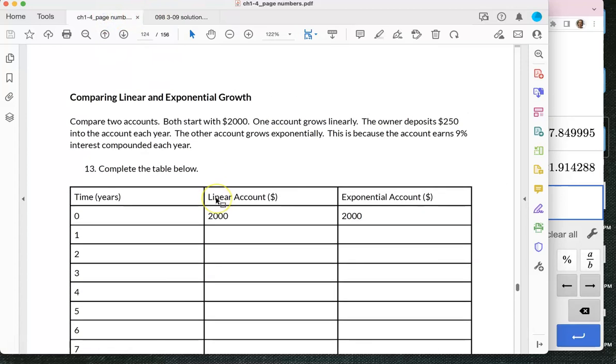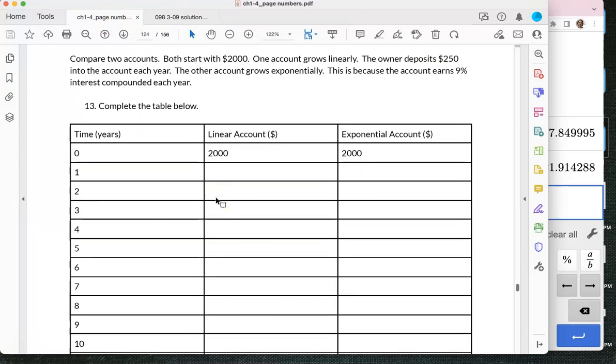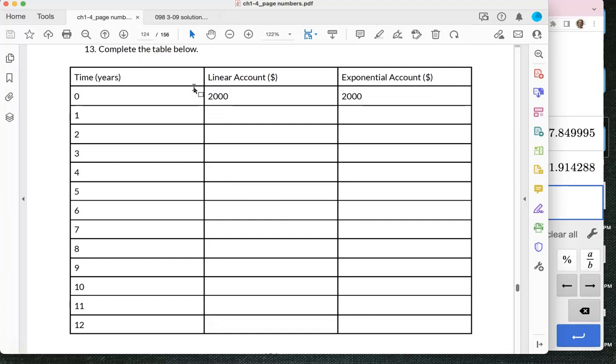In the next table, I wanted to compare linear growth and exponential growth. So they both start with $2,000, and then the linear account, the owner deposits $250 every year. The other account grows exponentially because the account earns 9% interest every year. Do you think you know how to complete this table on your own?